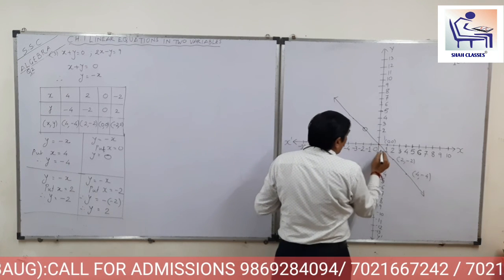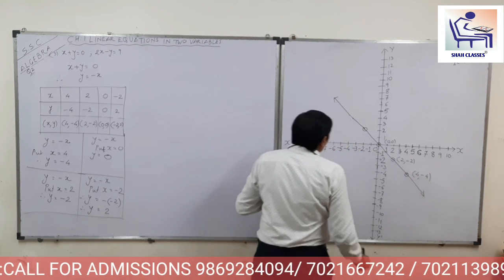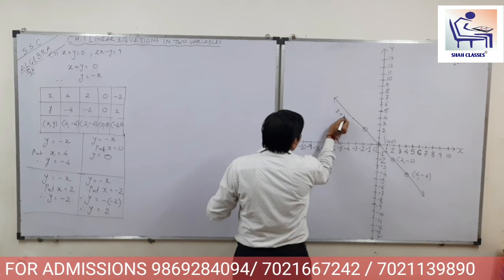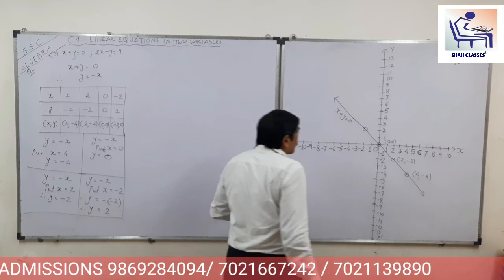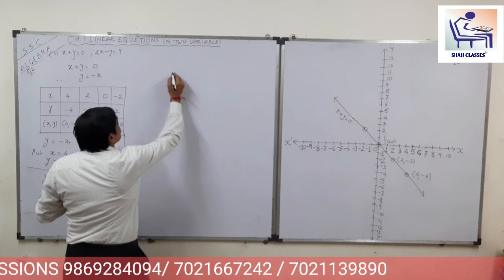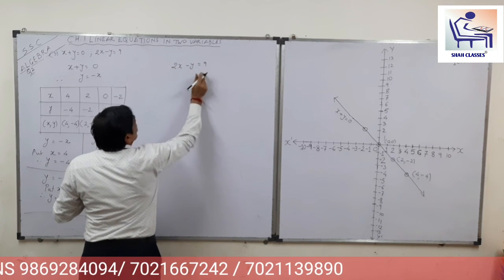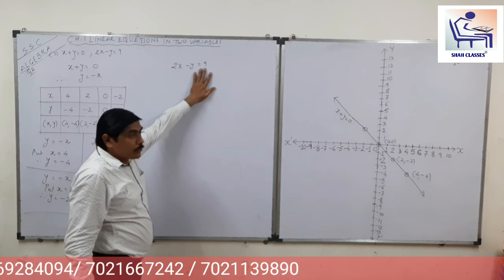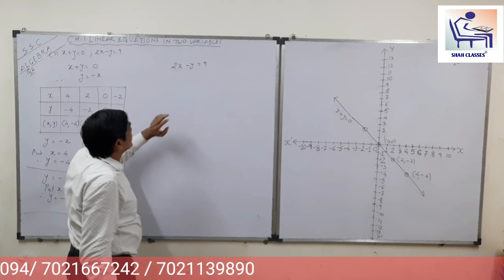You have all 4 points. And write the name of the equation as x plus y is equal to 0. Now we have to move towards the second equation. This value is a little bit bigger, so be cautious about this value. Try to take the smaller value when you assume for the x.